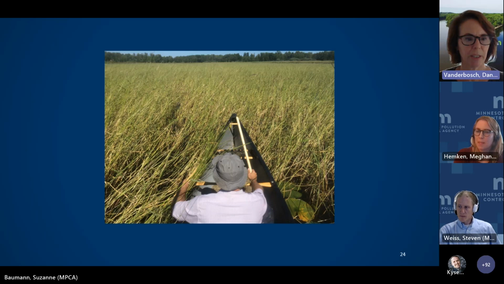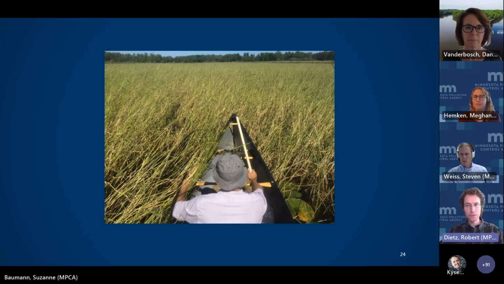Another question from Stephanie. I think this might be one for you, Megan. Is MPCA, oh wait, I'm sorry. This is from Mark. Is harvesting considered a confounding factor? I can field this one. Hi, everyone. I'm Robert Dietz, a research scientist in the Water Quality Standards Unit, also a part of the team working on site-specific standards projects.